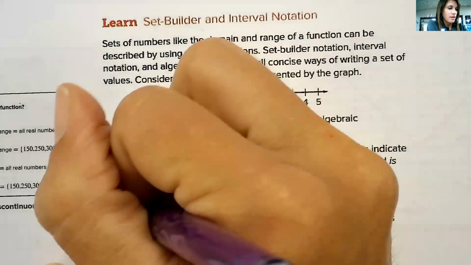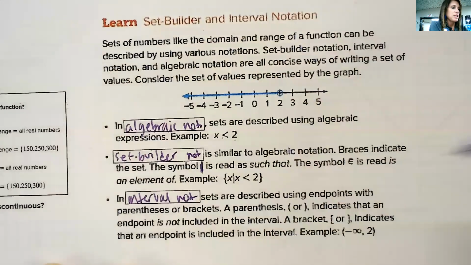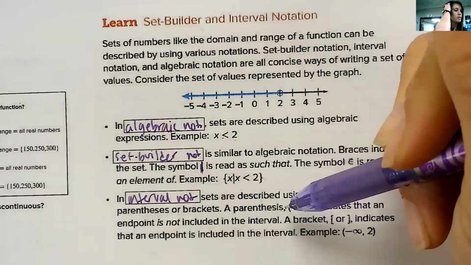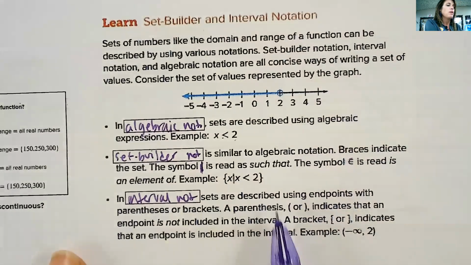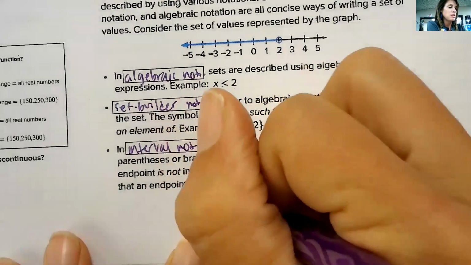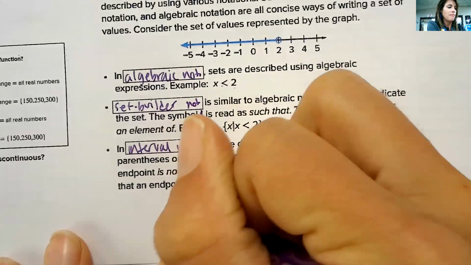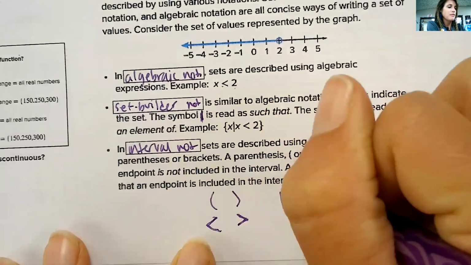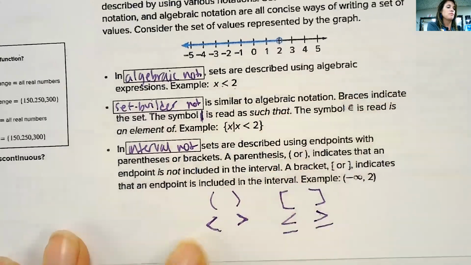In interval notation, sets are described using endpoints with parentheses or brackets. A parenthesis indicates that an endpoint is not included in the interval. A bracket indicates that it is. So basically the difference is the parentheses represent less than or greater than, and the brackets represent less than or equal to or greater than or equal to.